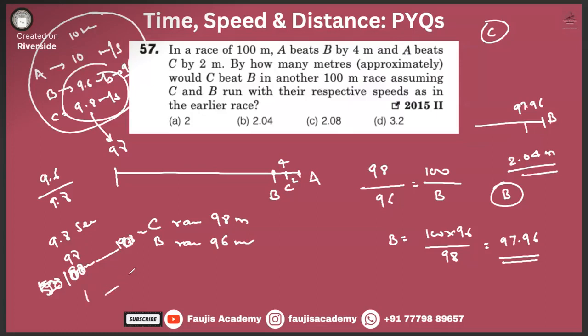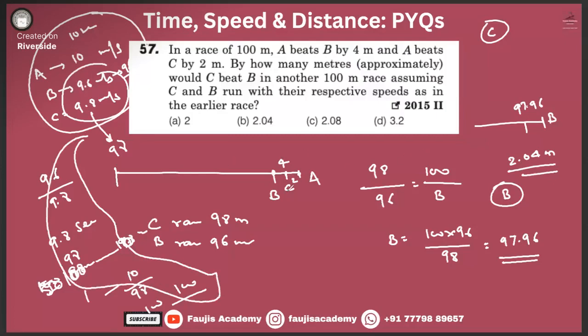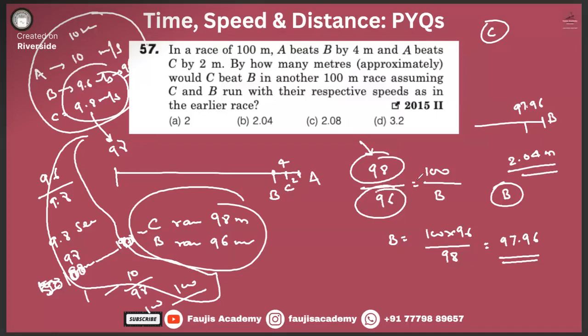So 1 meter in 10 by 98 seconds. So 100 meters in how much? Okay. So basically it's a very long and cumbersome process to reach the same old thing. Instead of that, just make use of this methodology directly. C is running 98 meters, that means B is running 96 meters. Correspondingly, both are directly proportional.